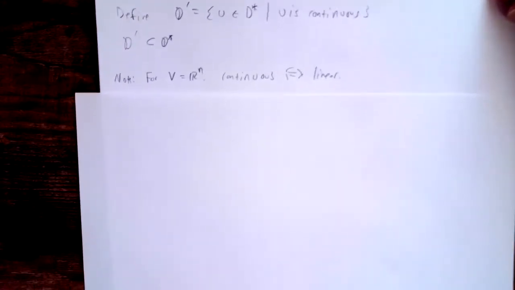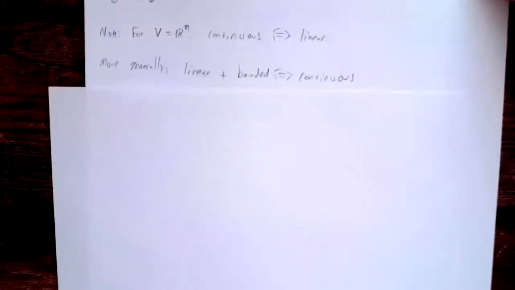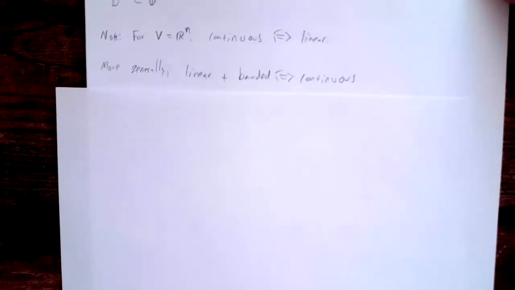And I'll make a little note. If you're comparing this to the vector space V equals Rn, it happens to be true that being linear is totally equivalent to being continuous. So if you were making this construction with D being Rn, you wouldn't need to add the distinction that it's continuous, because that would just be given to you by linear. More generally, for an arbitrary vector space, like an infinite dimensional vector space, not just Rn.